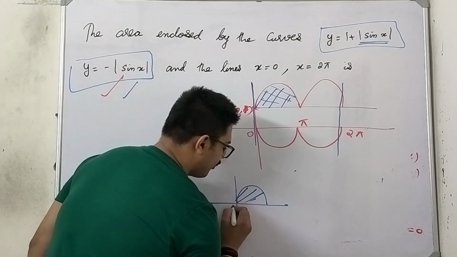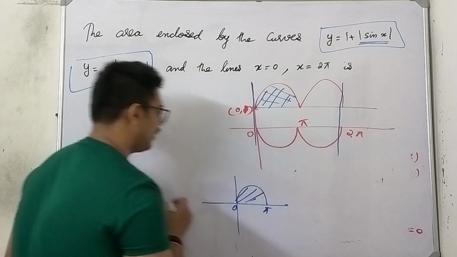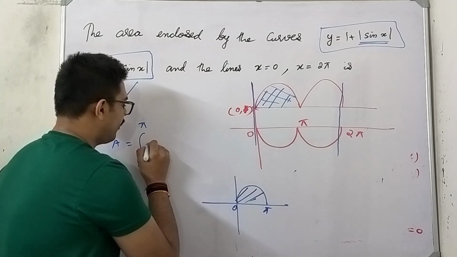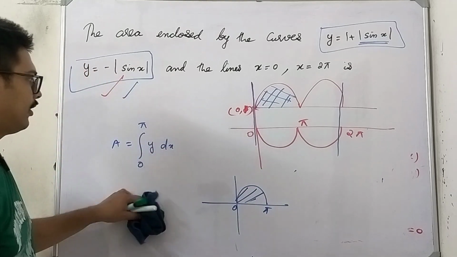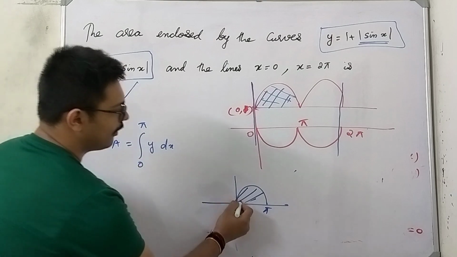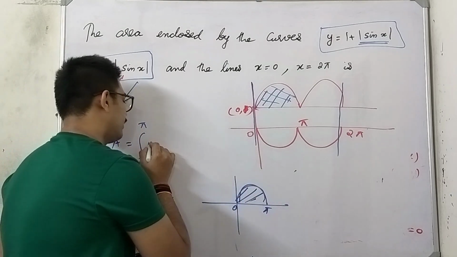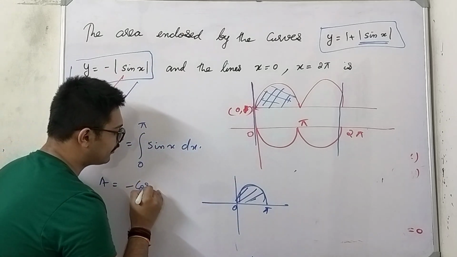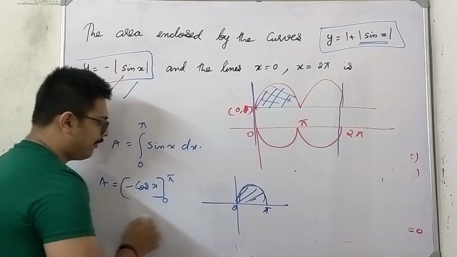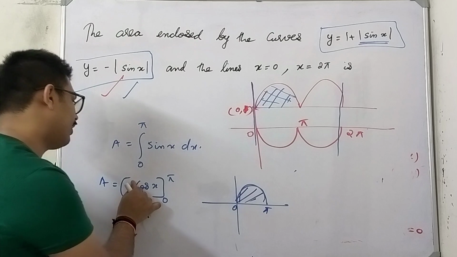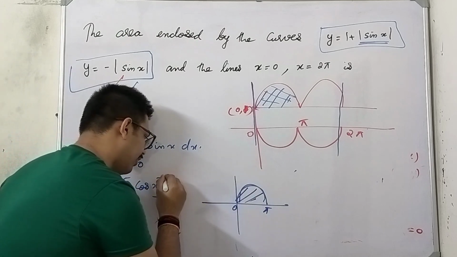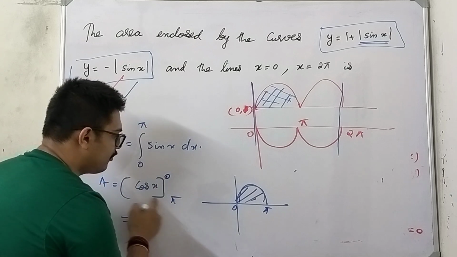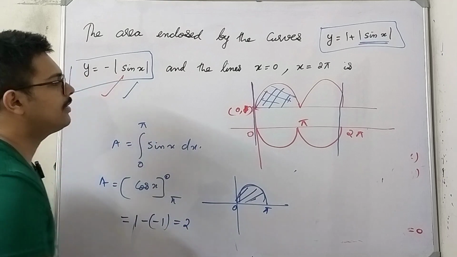Now what is the area of the mod sin graph from 0 to pi? Area equal to integral 0 to pi of y dx. Integral x1 to x2 of y dx is the area. What is the value of y? The value of y is sin x, so it will be the integral of sin x dx. What is the integral of sin? Minus cos x from 0 to pi. If you have a negative sign, you can swap the upper limit and lower limit. Now apply the limits: cos 0 is 1, minus cos pi is minus of minus 1, which is 2, which means this area equals 2 units.